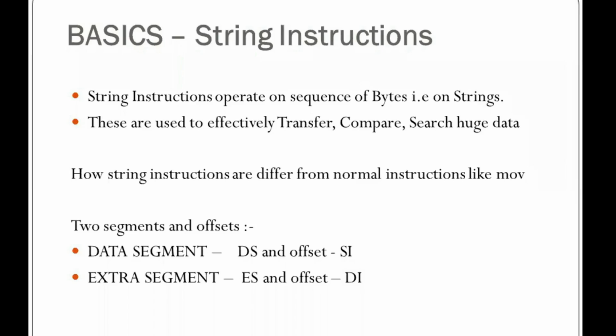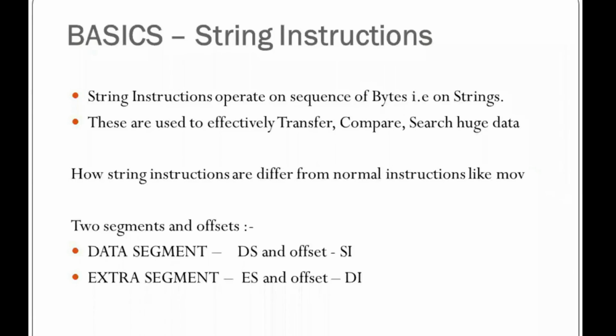So for this purpose, string instructions use two different types of segments: a data segment and an extra segment. You might be knowing there are 16 segments in 8086, out of which there are 4 active segments: code segment, data segment, extra segment, and stack segment. As of now, we have already used data segment. Very first time we are going to use extra segment now. For string instructions, 2 segments are used: data segment and extra segment.